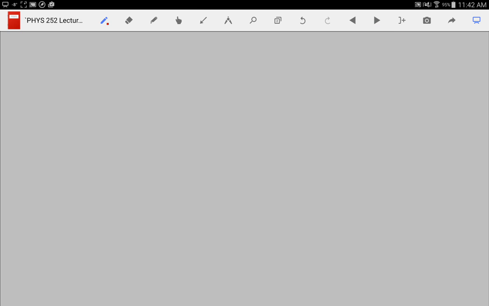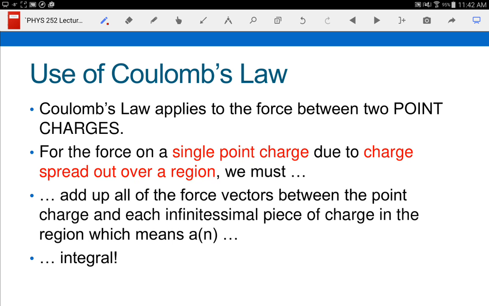We will, in just a moment, get to doing some problems. But first, we have to think about how we would do a problem. Coulomb's law tells us the force between 2 point charges. Well, what if we have a point charge and charge that's spread out over a large area? For instance, let us say that I have charge spread out all over the surface of this globe, and I want to find the force.